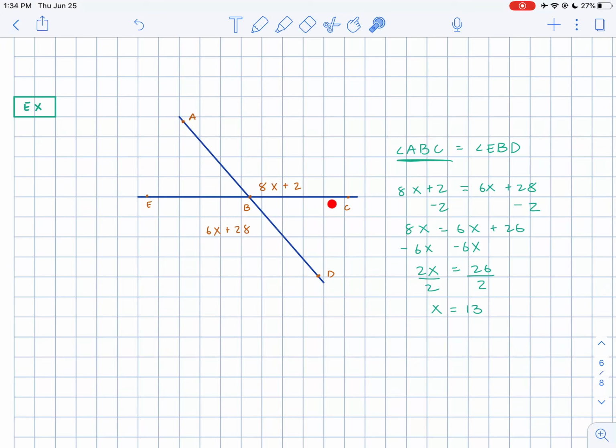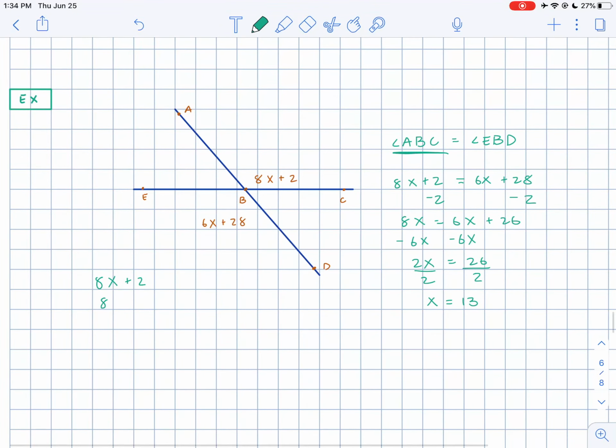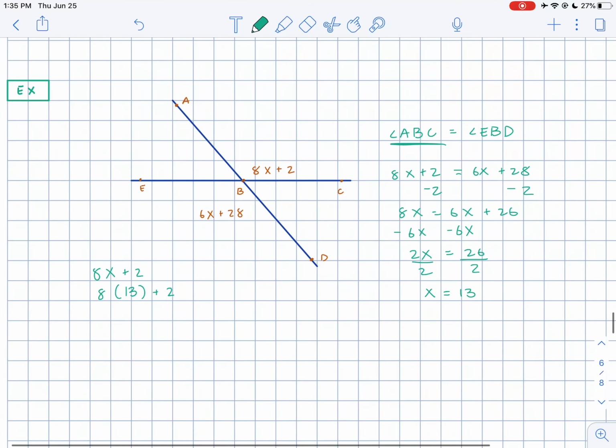Well, like we said, angle ABC can be represented by 8x plus 2. That is not a number, it's an expression. So how can we find the value of the angle? Well, we know x is 13, so let's just plug it in. 8x plus 2, and we're plugging in x for 13. And that should give us our answer. So the value of our angle is 106 degrees. And this angle is also 106 degrees.